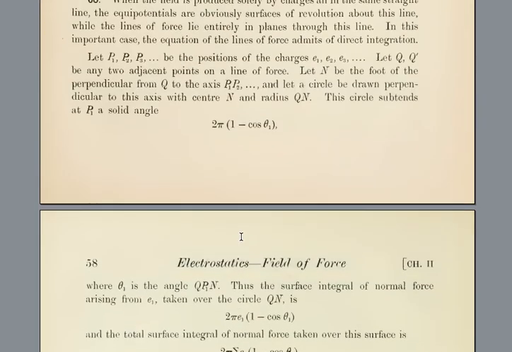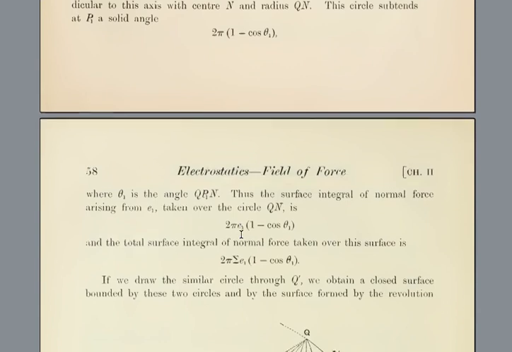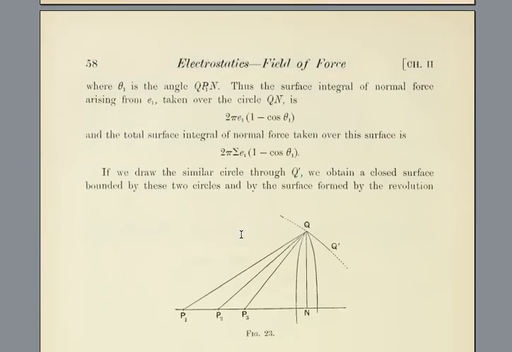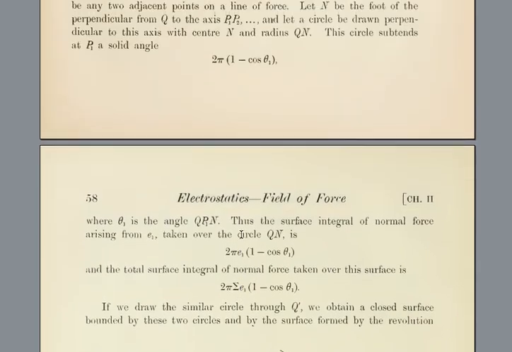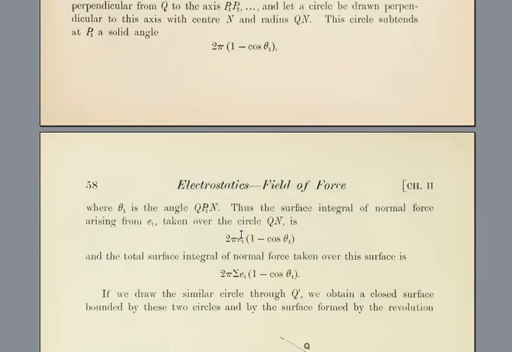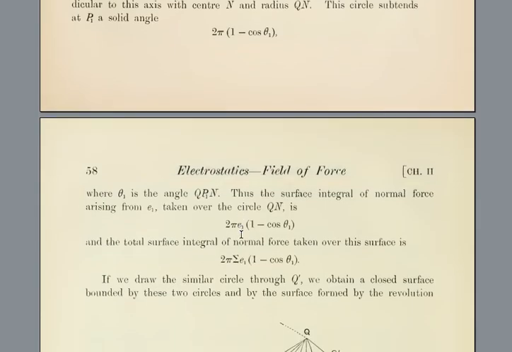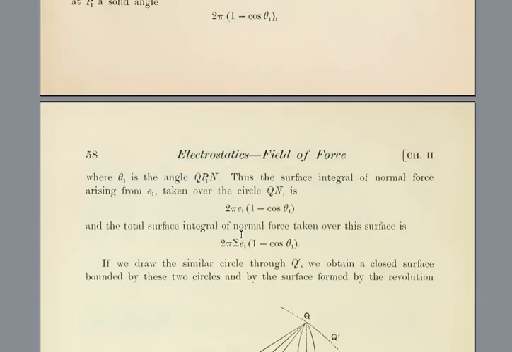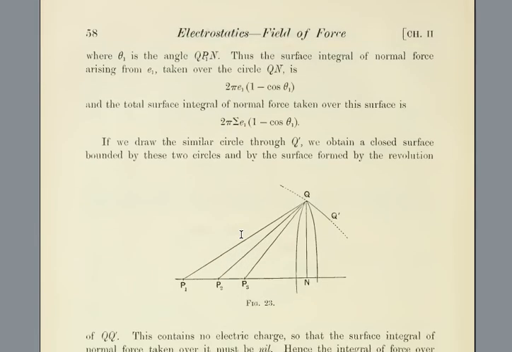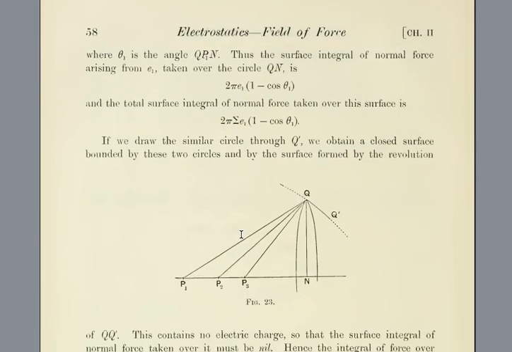This circle subtends at the charge p sub i a solid angle given by 2 pi multiplied by 1 minus cosine of the angle q p sub i n. Thus, the surface integral of the normal force arising from charge e sub i taken over the circle qn is given by 2 pi e sub i multiplied by 1 minus cosine of the angle q p sub i n. The total surface integral of the normal force taken over this surface is given by the summation of 2 pi e sub i multiplied by 1 minus cosine of the angle q p sub i n.